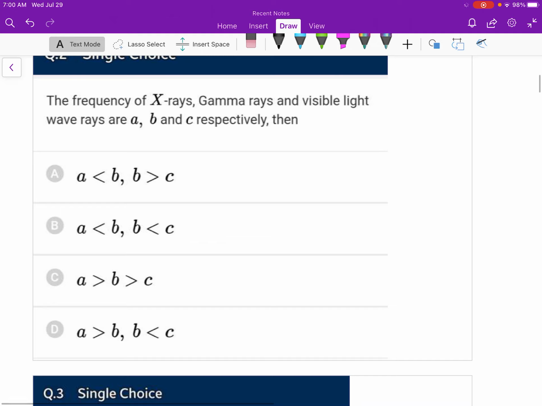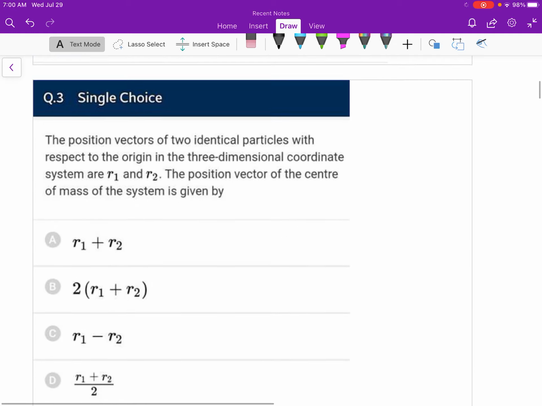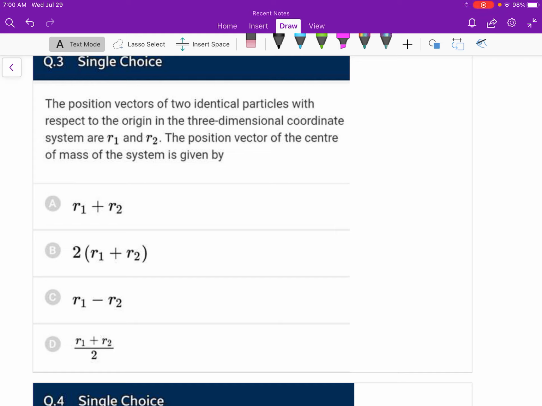The frequency of X-rays, gamma rays and visible rays. So gamma rays are the most energetic photons, then X-rays and then visible rays. So accordingly we can take the option. The position vector of two identical particles are R1, R2, then position vector of center of mass. So we can use the formula M1 R1 plus M2 R2 upon M1 plus M2. So we'll get the answer.